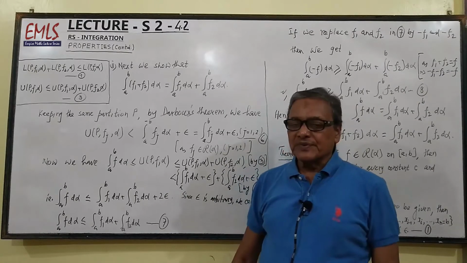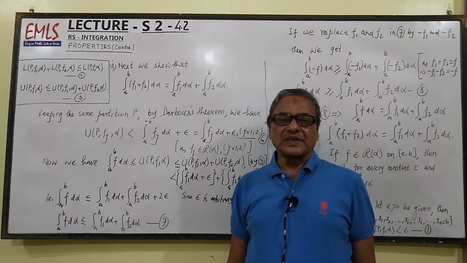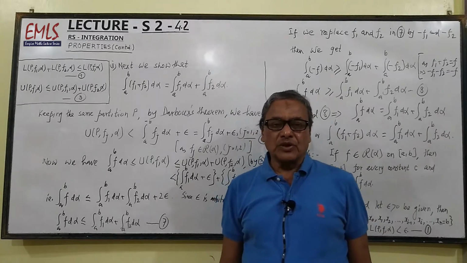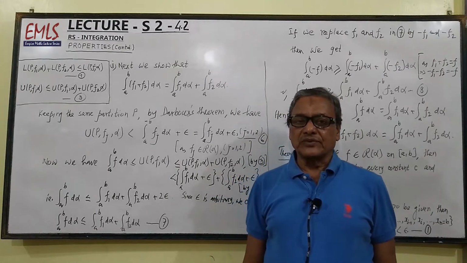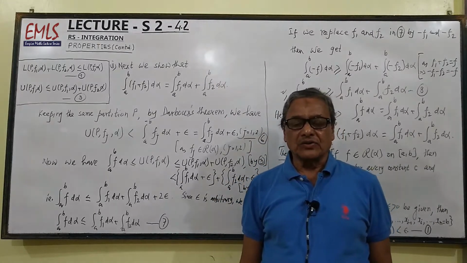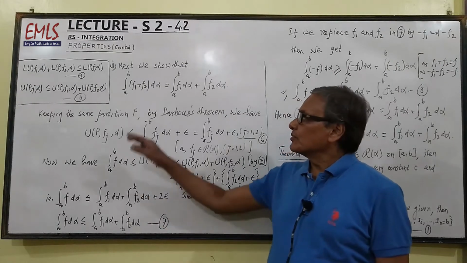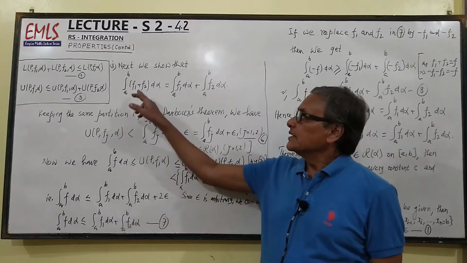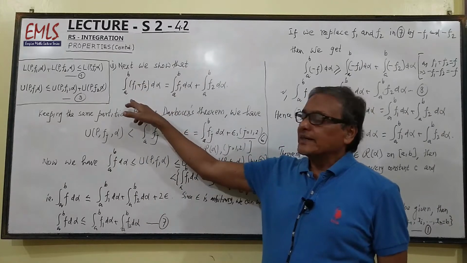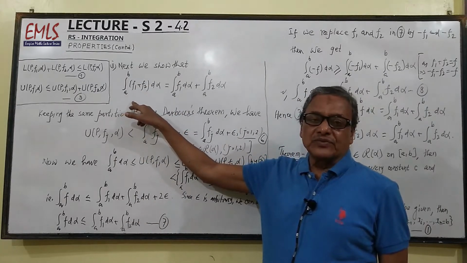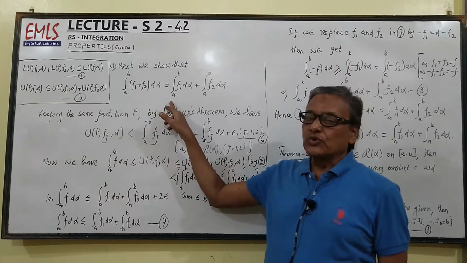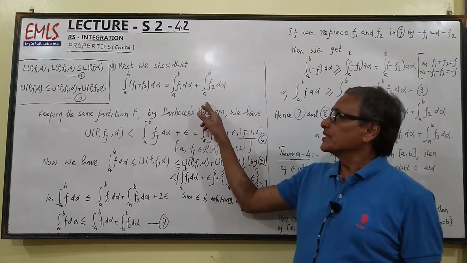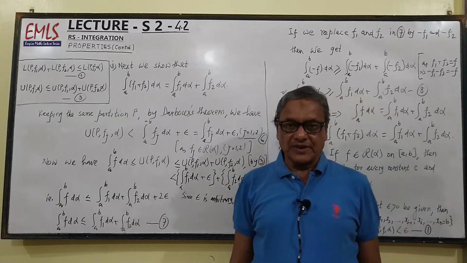We have already proved the first part. We have already proved that if f1 and f2 belong to R(alpha), then f1 plus f2 also belongs to R(alpha) on interval [a, b]. Now we are going to discuss the proof of the second part, that is, the integral from a to b of (f1 plus f2) d alpha is equal to the integral from a to b of f1 d alpha plus the integral from a to b of f2 d alpha.